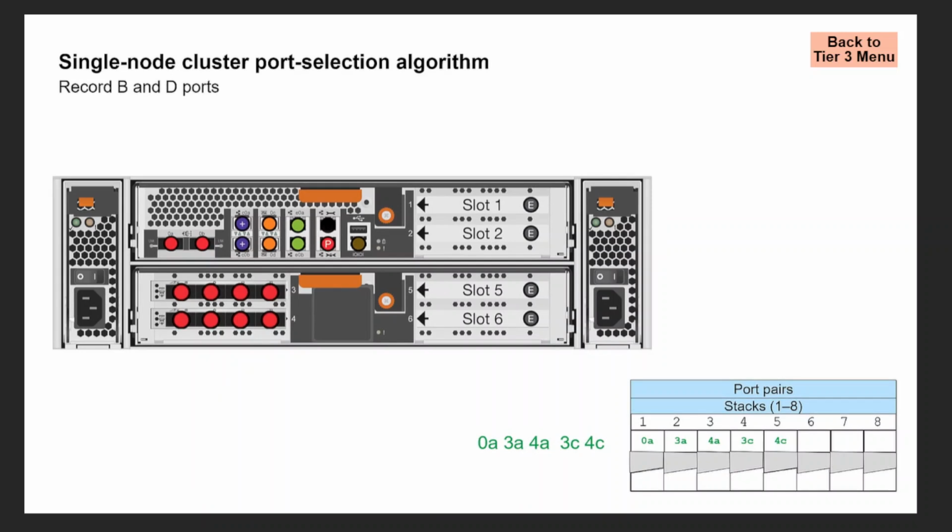The next step is to identify all unused B ports and write them on a line below the A and C ports. In the worksheet, you use the top half of the boxes in the second row to record the port numbers. Next, record all the unused D ports. Again, because this storage controller does not have an onboard D port, record only ports 3D and 4D.